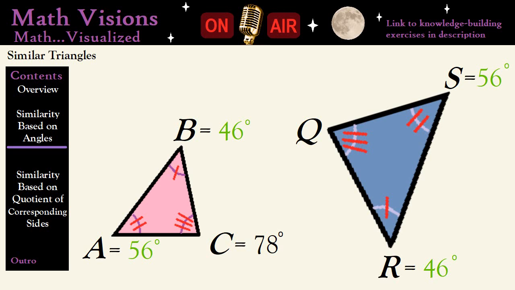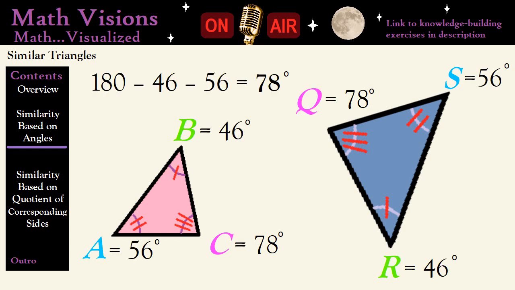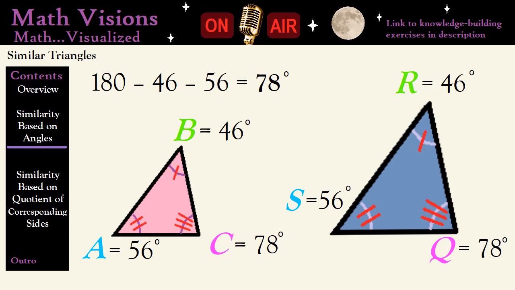We can prove this by subtracting the measurements of angles R and S, 46 and 56 respectively, from 180. We see that 180 minus 46 minus 56 equals 78. Now it's easier to see that if two angles match, the third angle will indeed match, since we now see that both triangles have angles measuring 78, 56, and 46 degrees. If we rotate triangle QRS like so, it's now easier to see it is similar to ABC.